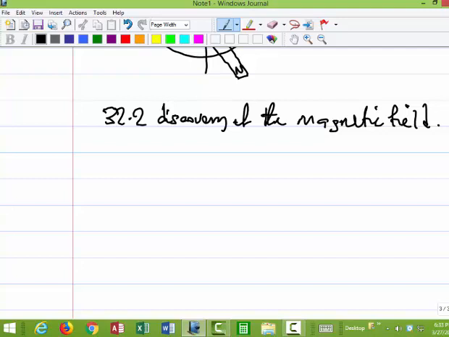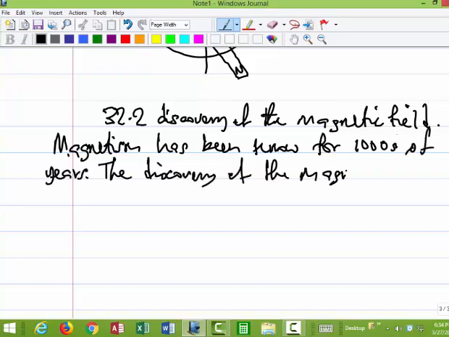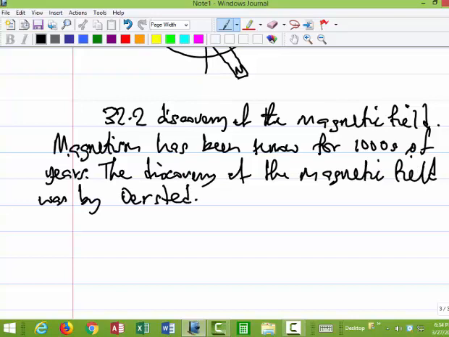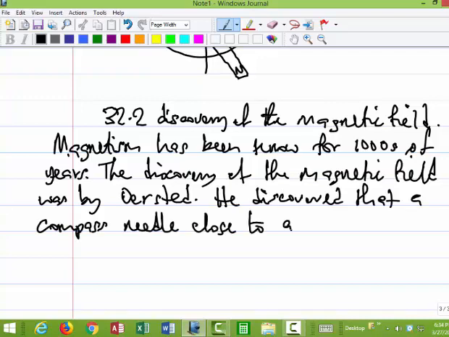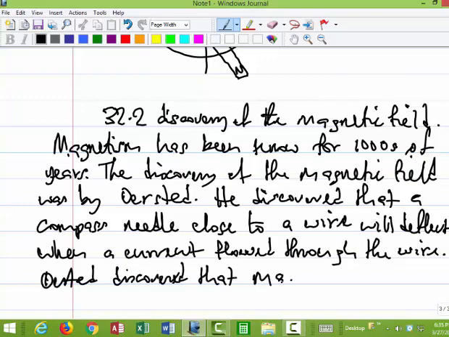So let me just state again that magnetism has been known for thousands of years, with the discovery of the magnetic field caused by Ørsted. We can say he discovered that the compass needle close to a wire will deflect when a current flowed through the wire. Ørsted discovered that magnetism is caused by electric current in a wire.